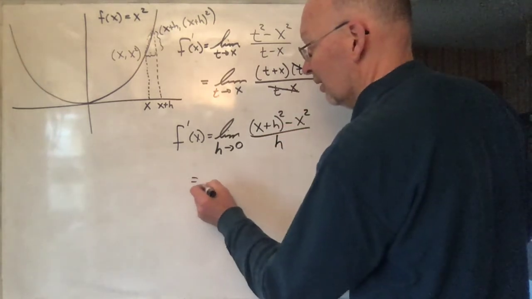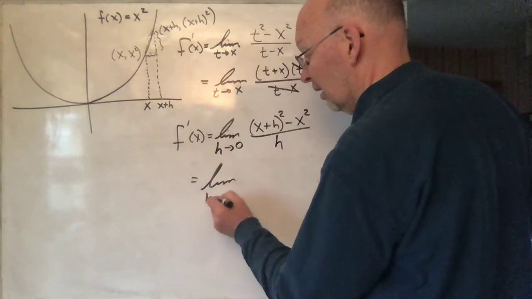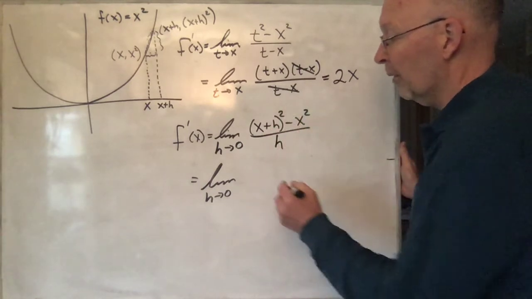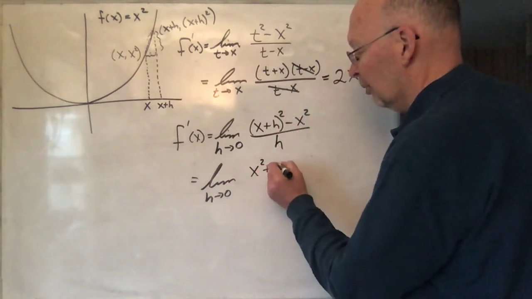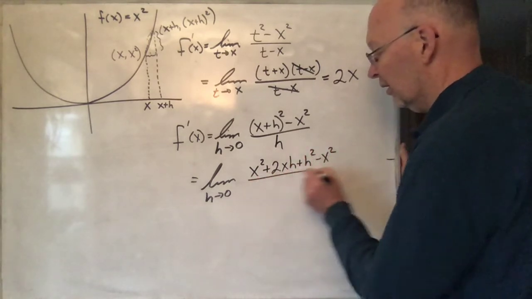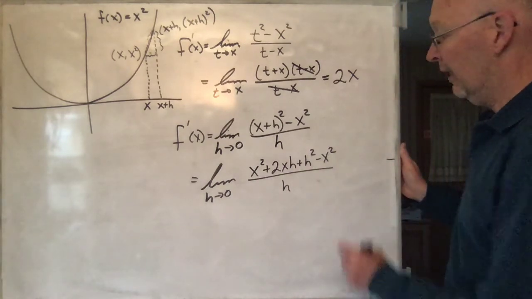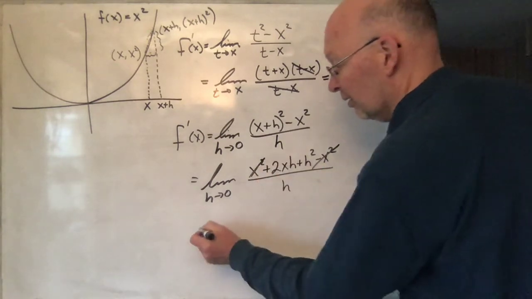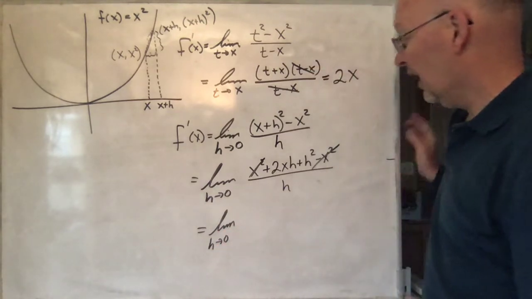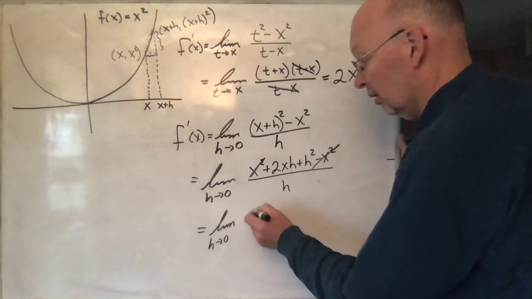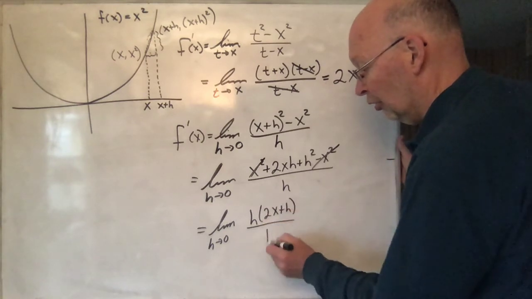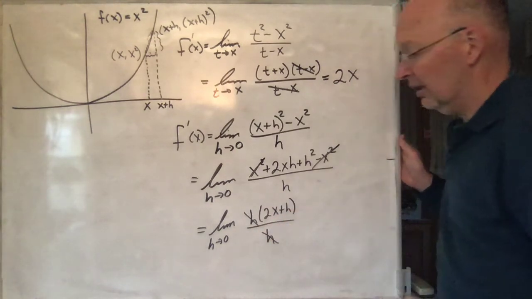Let's see what happens. So it's the limit as h goes to 0. We know how to multiply things out. If you multiply that out, you're going to get x squared plus 2xh plus h squared minus x squared, all divided by h. Then notice that x squared cancels with this. And now I can factor an h out of these two, all divided by h. This h divides out with this.